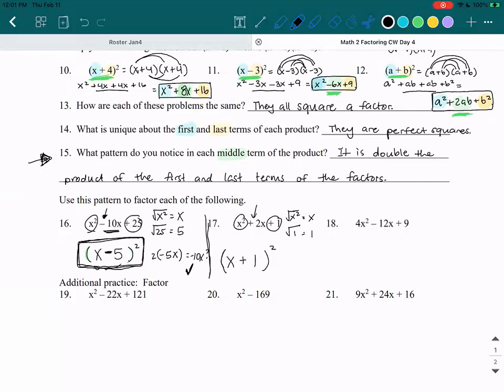But I'm going to check against the pattern that we saw in number 15, which is if you take these two numbers, the x and the 1, multiply it together and double it, we should get our middle term, 2x. So let's see if we can get 2x. So I take the x and the 1 and multiply it together, I get 1x. I'm going to double that. Is 2 times 1x our middle term, 2x? And yes, it is. So since it is, we're good for number 17. It would be x plus 1 squared.